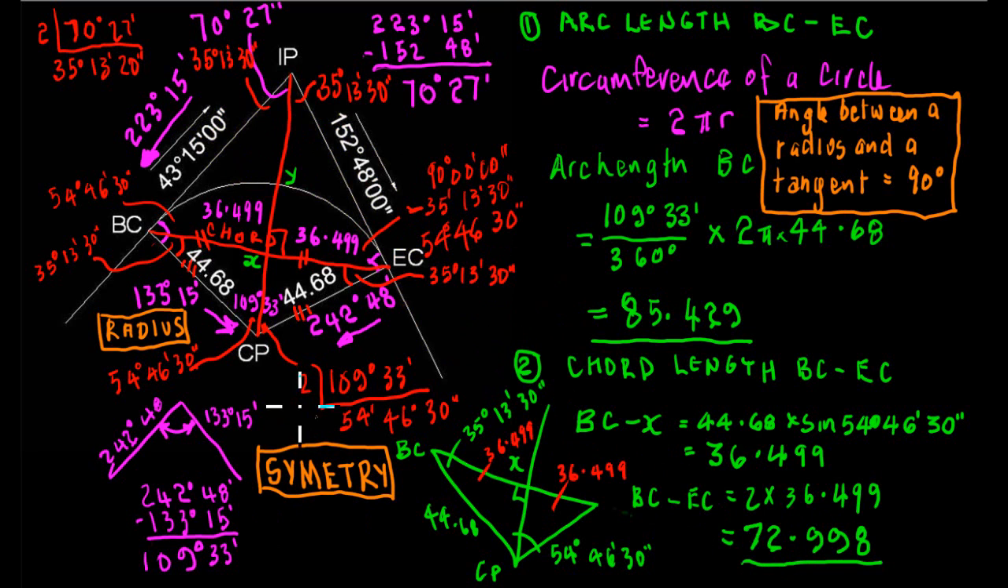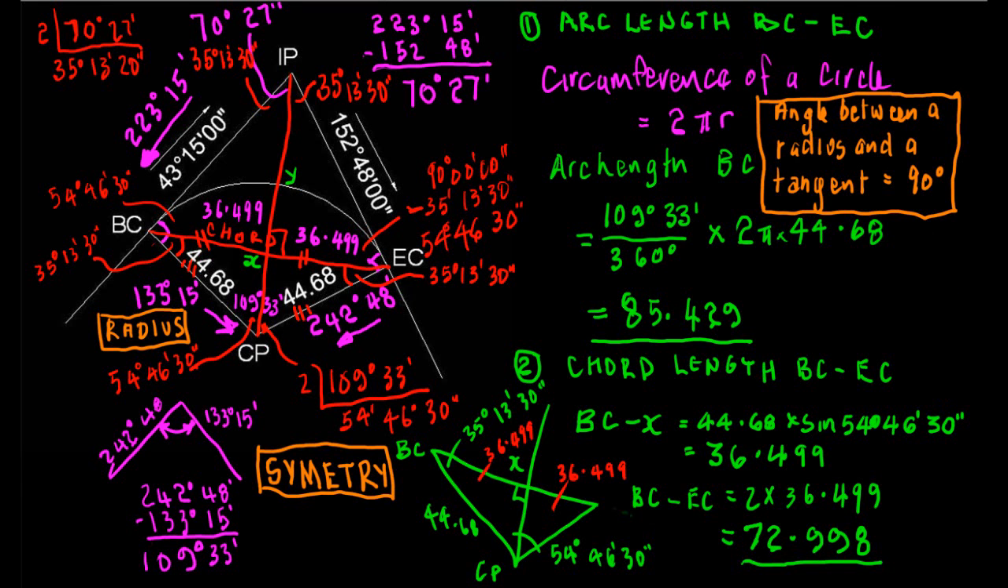Once again here I've put the symmetry in there. Radius in here, and remember that the angle between a radius and a tangent is equal to 90 degrees always. So that's why it's very important when you're setting out circles and curves, circular curves, that you know where the tangent points are, because these give you some important facts about the geometry of the various circles.